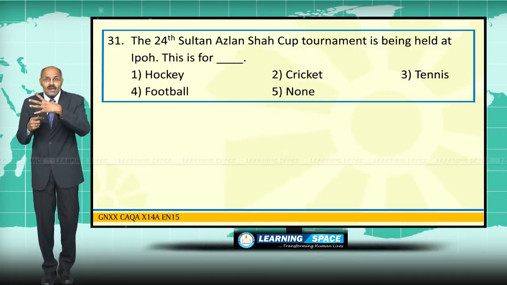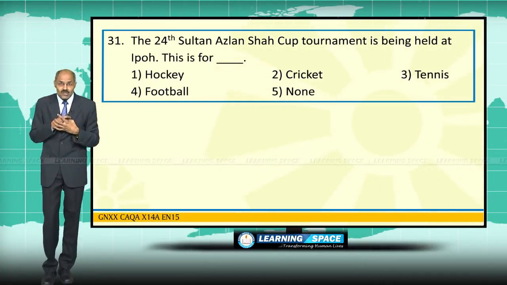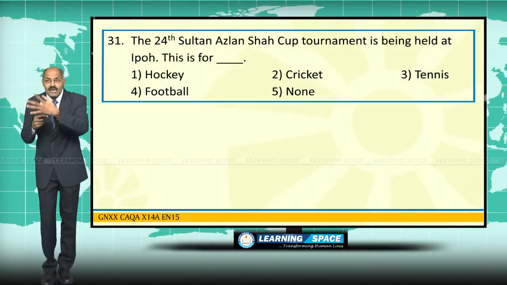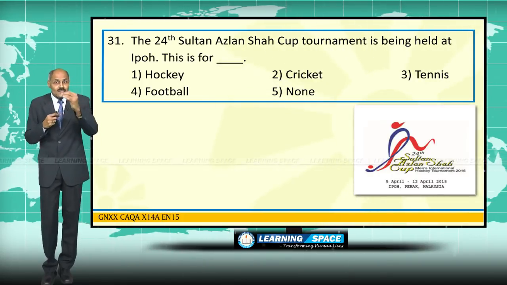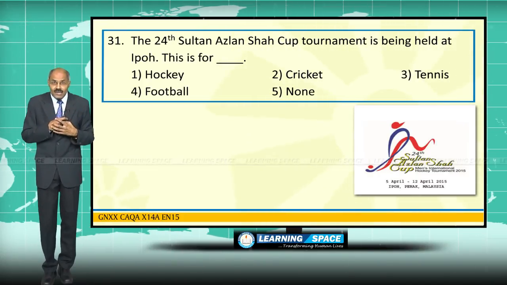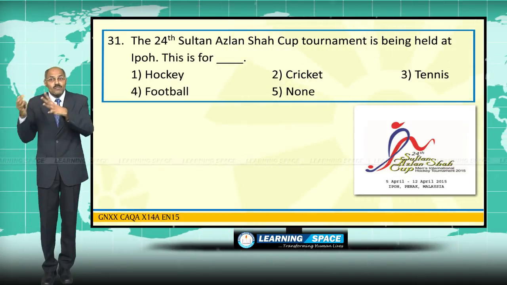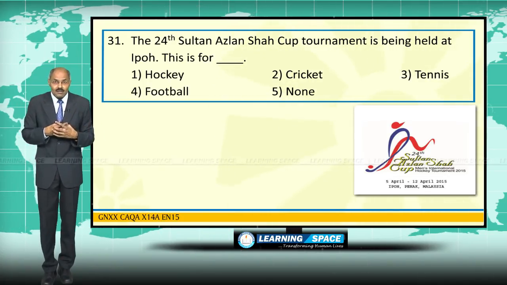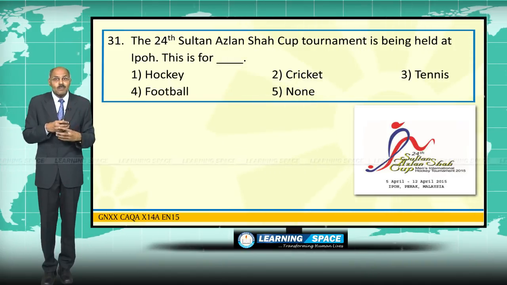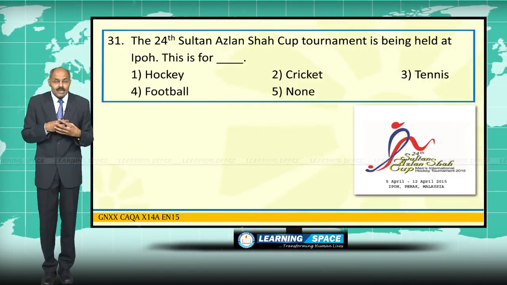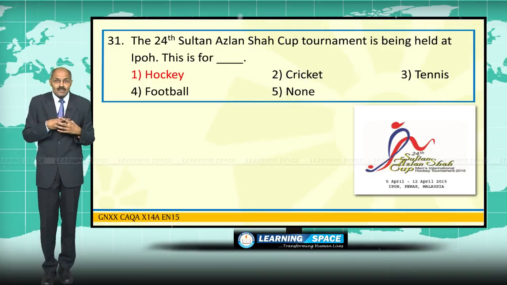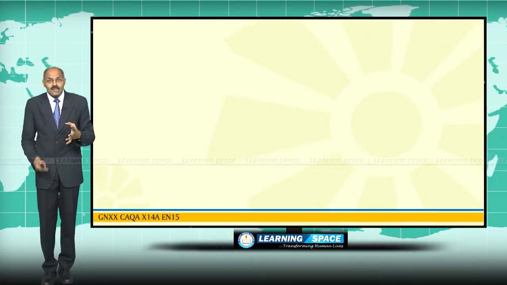Friends, look at the next one. 24th Sultan Azlan Shah Cup tournament is being held at Ipoh. This is for hockey, don't forget. This tournament was started in the name of 9th King of Malaysia, and at present, it is being held every year. It is men's hockey tournament, right?